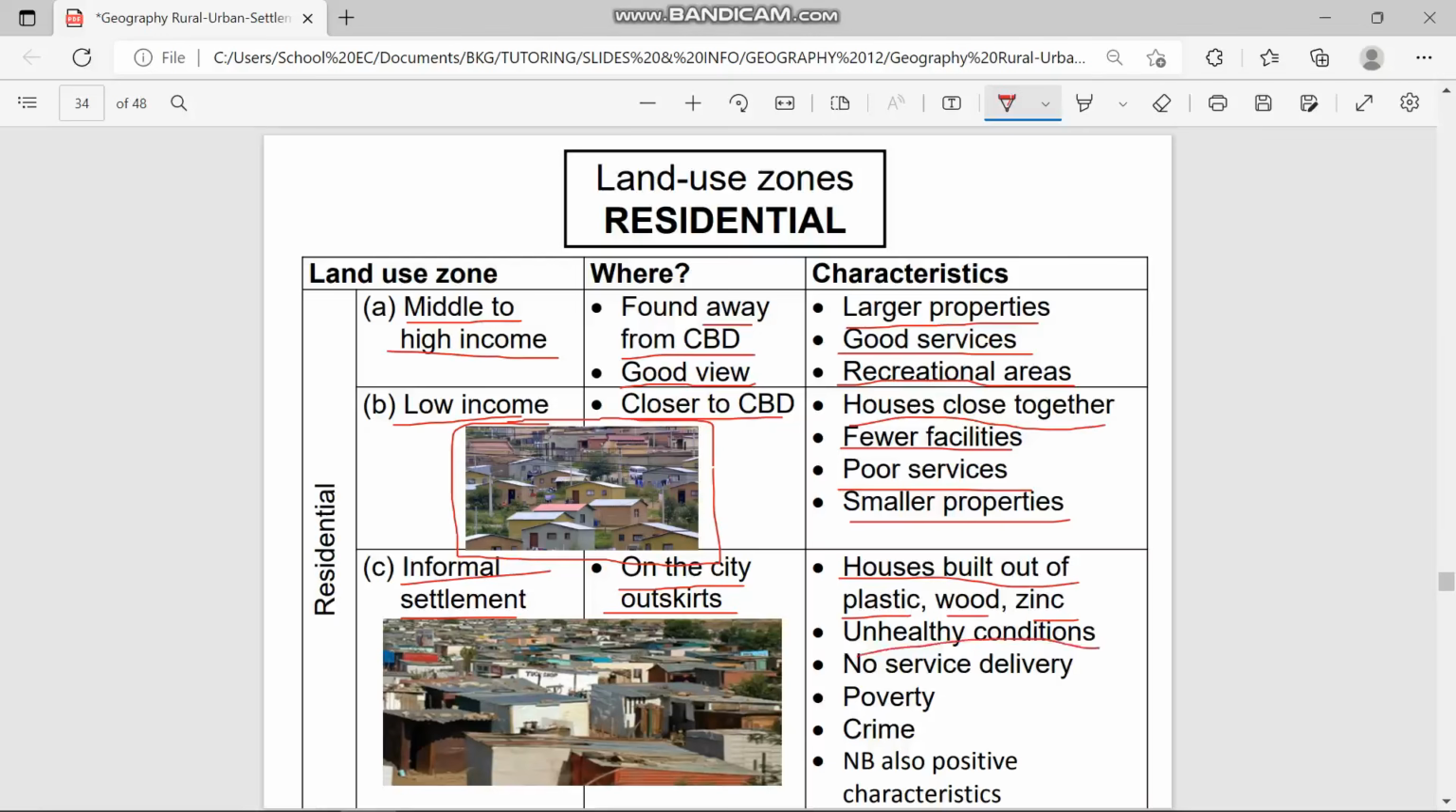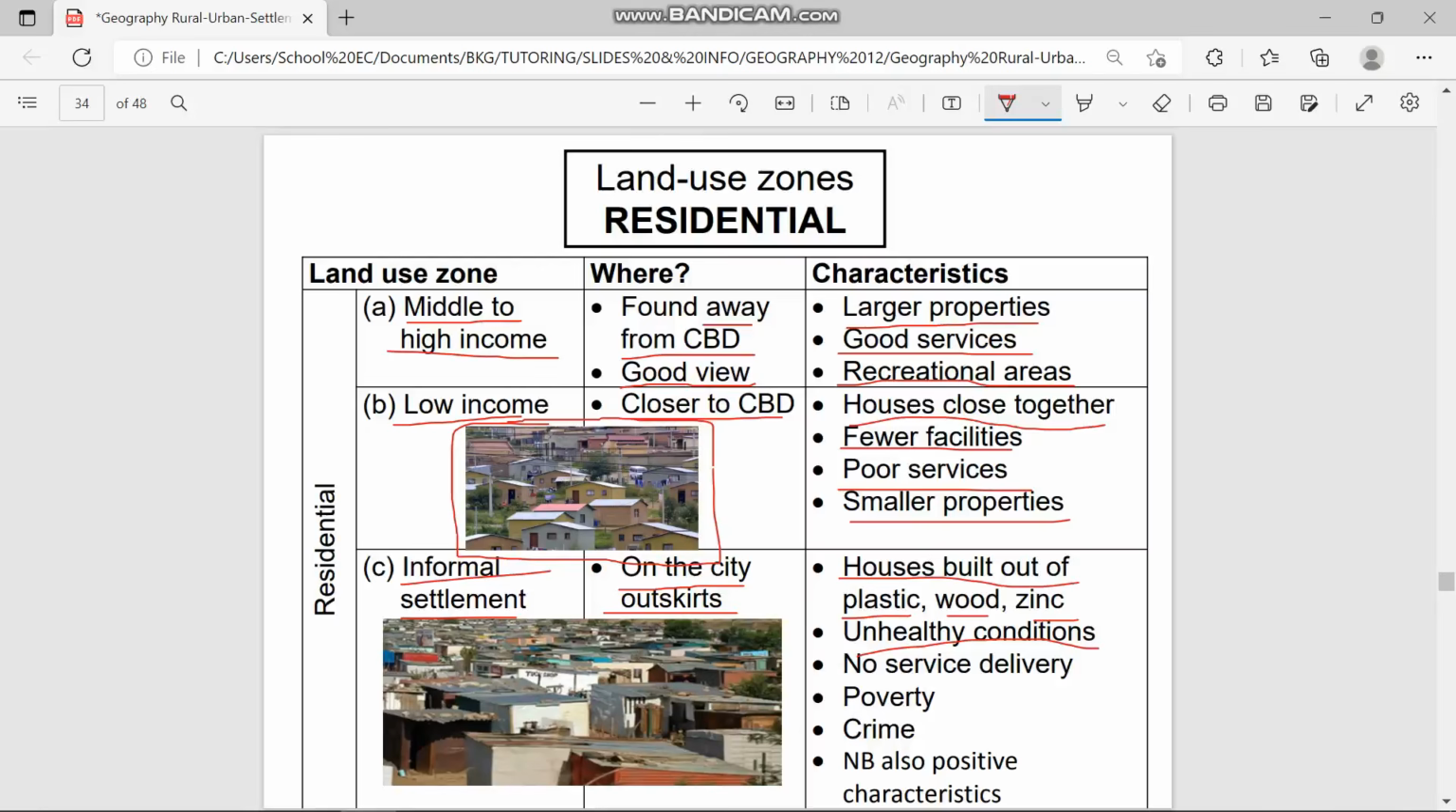Unhealthy conditions. These squatter settlements are close to each other. There's poor infrastructure, lack of medical facilities, and more people and fewer clinics. If this settlement gets into fire, they are all affected. It's also easy to spread diseases.